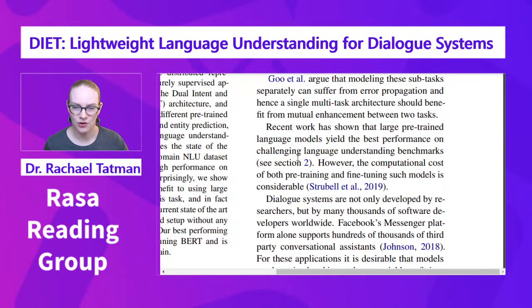Recent work has shown that large pre-trained language models yield the best performance on challenging language understanding benchmarks. See section 2. However, the computational costs of both pre-training and fine-tuning such models is considerable. So this is the sort of green AI paper, which I do recommend you read if you haven't read it. It's a good one.